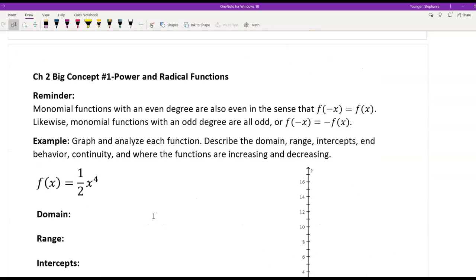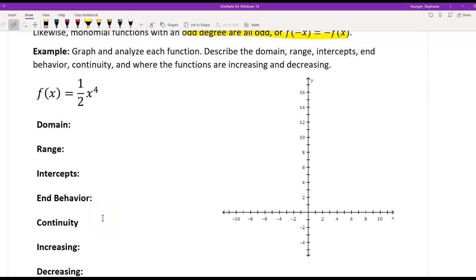All right, so reminder, monomial functions with an even degree can also be determined algebraically in the sense that if f of negative x equals f of x, then it is even. And likewise, an odd degree says if I replace x with negative x in my function, it'll turn the entire function negative. So we're actually going to take a look at an example real quick.